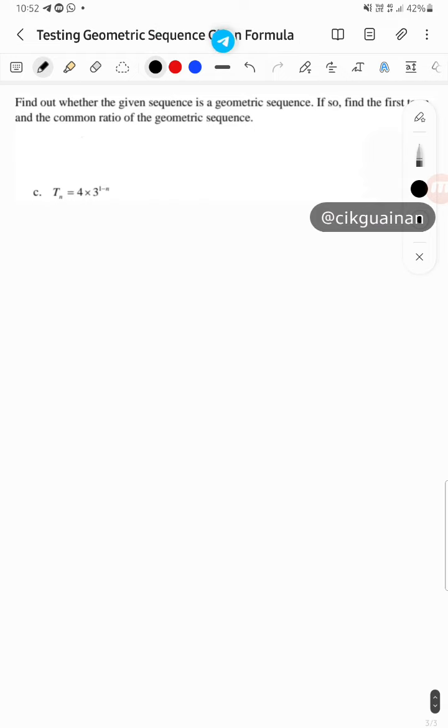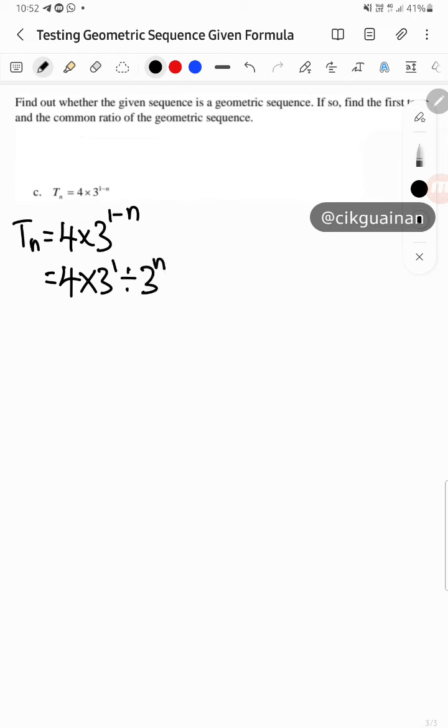Okay, the next one is Tn equals 4 multiplied by 3 to the power of 1 minus n. I think I'm going to simplify this one. It's 4 multiplied by 3 power 1 divided by 3 power n. So it means it's 4 multiplied by 3 is 12 over 3 power n. Simplifying like this looks easier for me.